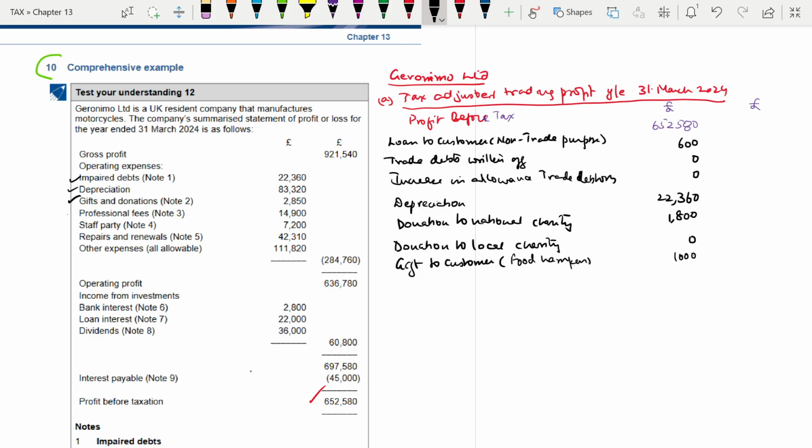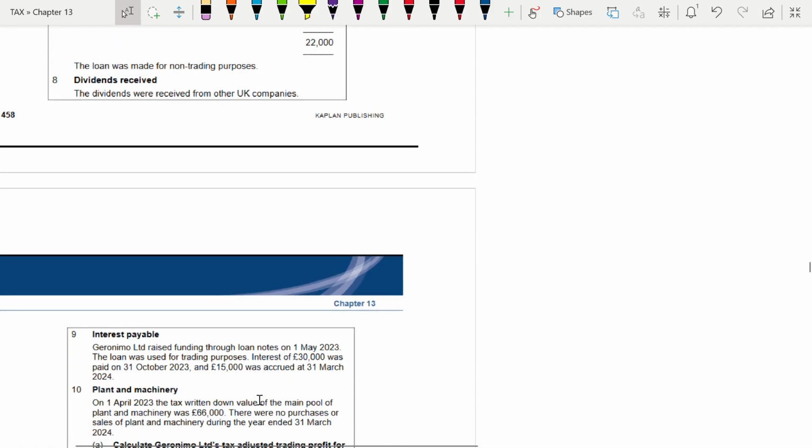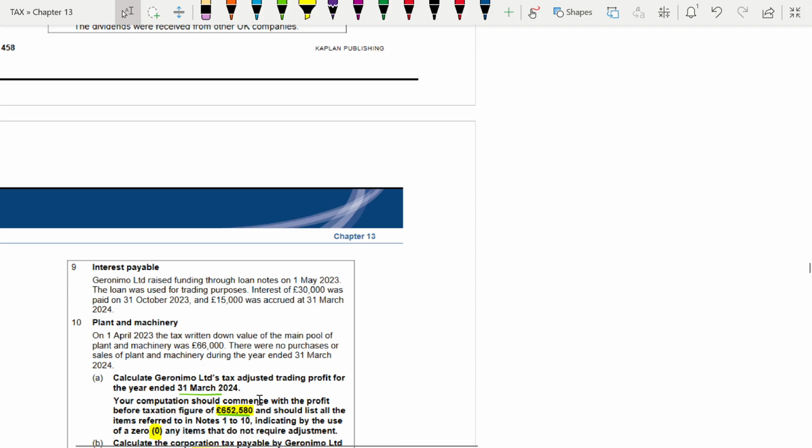Okay, what are the professional fees? Note number 3. Accounting and audit fees allowed. Legal fees allowed. Legal fees in connection with the issue of loan notes. Okay, again this is see note 9. They say there is something with respect to interest. Raising through loan notes, the loan in note 9 was used for trading purpose. Interest of 30,000 was paid. 15,000 was accrued. It is for trading purpose.